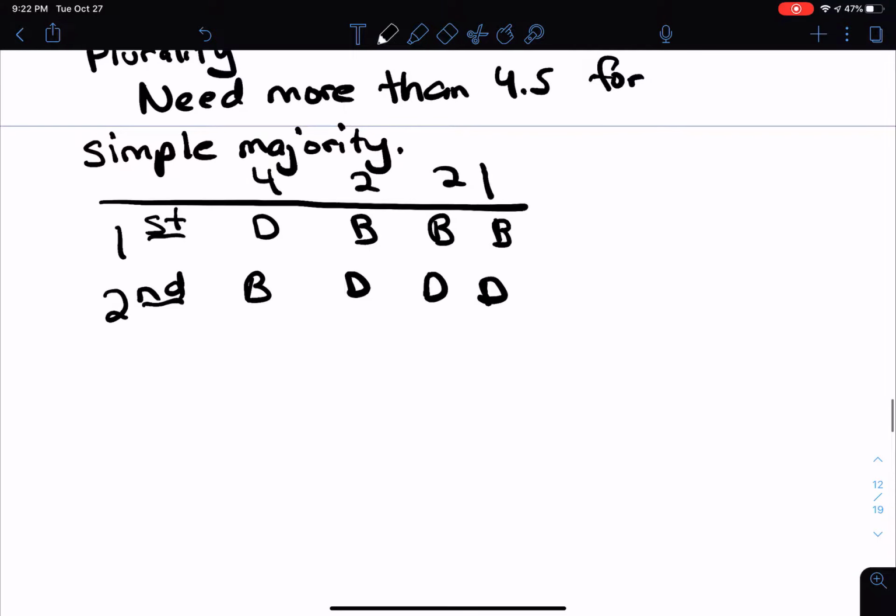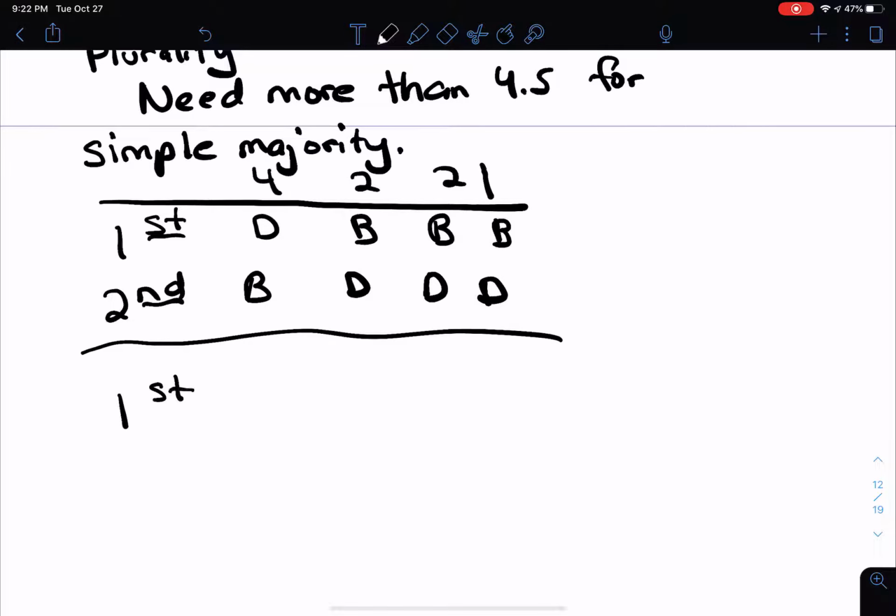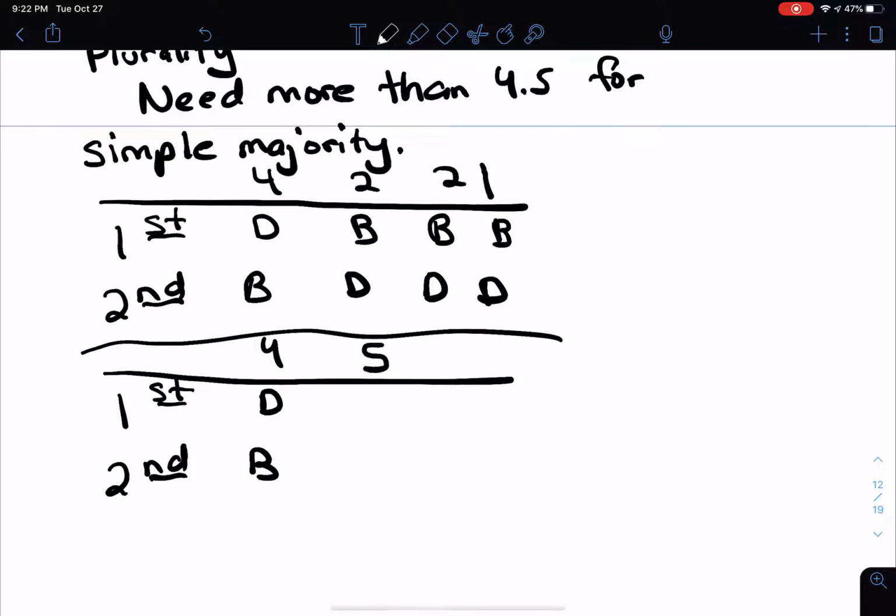So if we wanted to, we could make this a little cleaner. We could say that 4 people voted for DB, and then we could say 2, 2, 1, 5 people voted for BD. Like that. That cleans it up a little bit. 2 plus 2 plus 1 is 5.